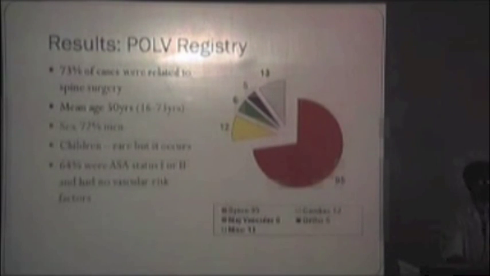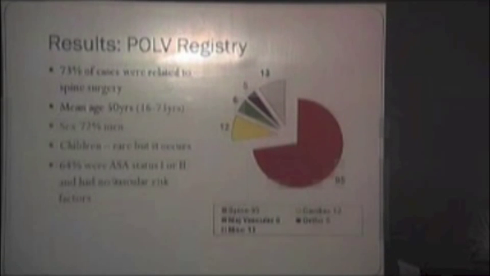So when they analyzed the results of this registry a couple of years ago, they found that 73% of cases were related to spine surgery. Two factors: lying prone and the artificial drop of blood pressure to achieve hemostasis. Mean age, 50 years, 72% were men, not sure why that would be so. Very rare in children, but occurs. For it to happen in children, the drop in blood pressure has to be enormous.